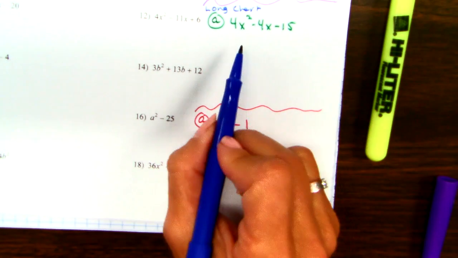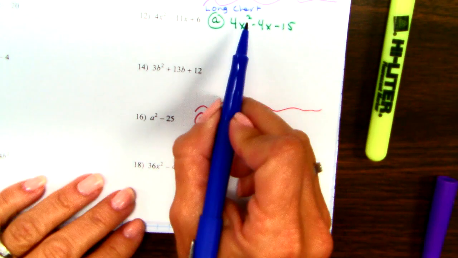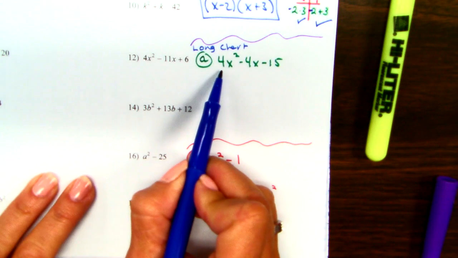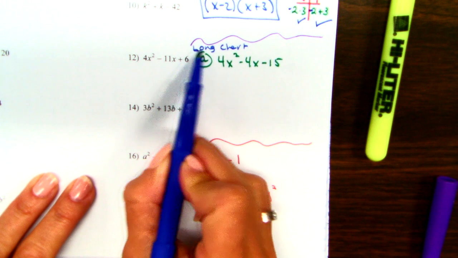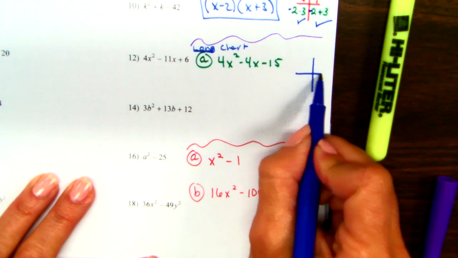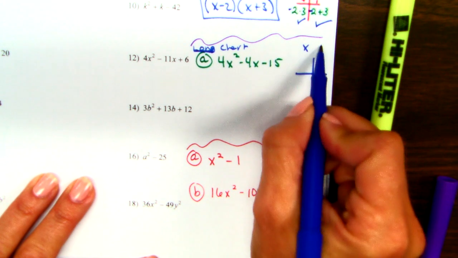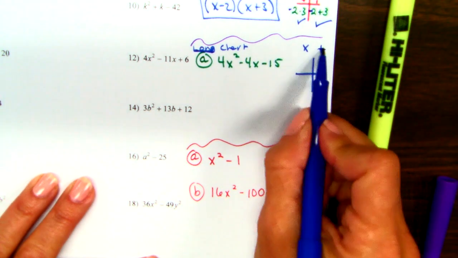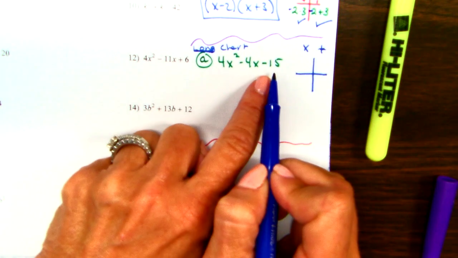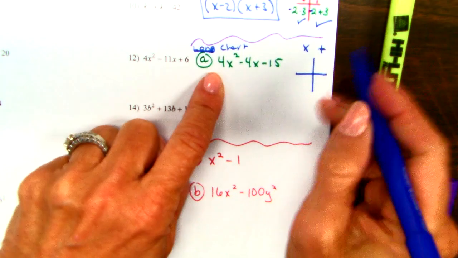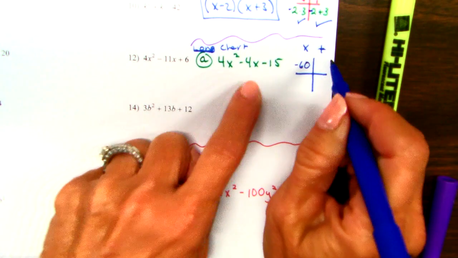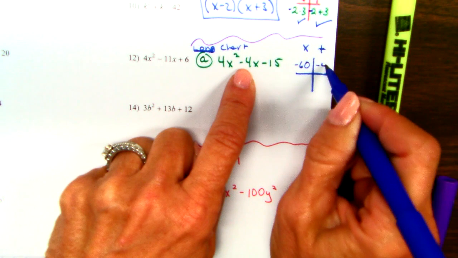All right, how do I know what type of problem this is? It's still a quadratic trinomial. It's in this form, but A is now 4 instead of 1. That's what makes it the longer method. We still start out making our chart. Now, the difference here is A is 4, so it's 4 times negative 15. 4 times negative 15 is negative 60, and our middle number is negative 4.